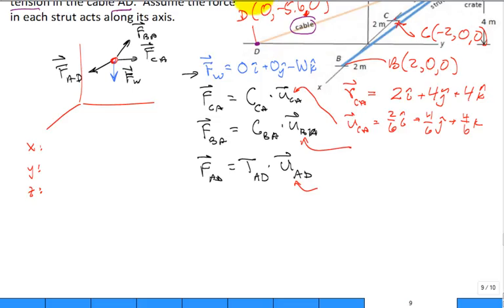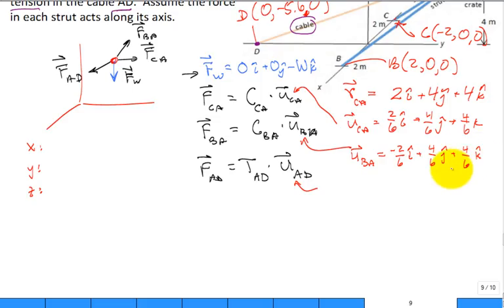What we need to do is get that unit vector from B to A, and it is going to be -2/6 in the I, +4/6 in the J, and +4/6 in the K.